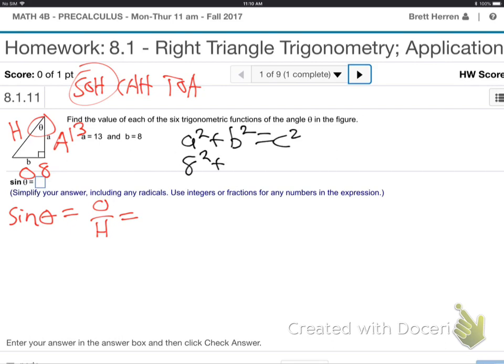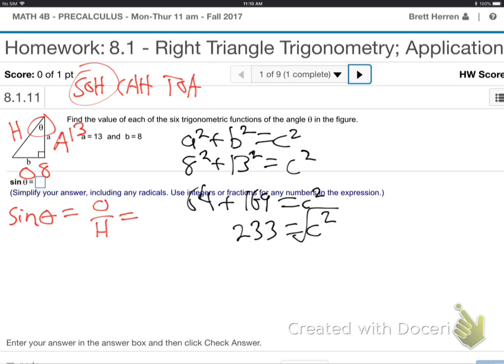So 8 squared plus 13 squared is C squared. What is that? 64 plus 169 is C squared. Somebody have a calculator? 234? 233? Yeah. 233, root it. So this is the root of 233, which is not a clean number. Let's leave it like that.